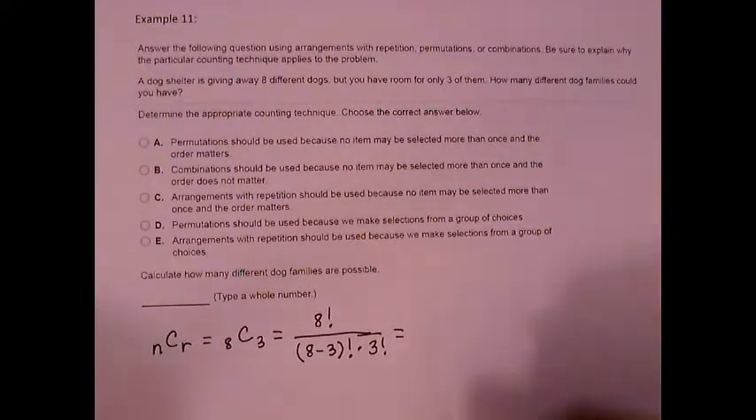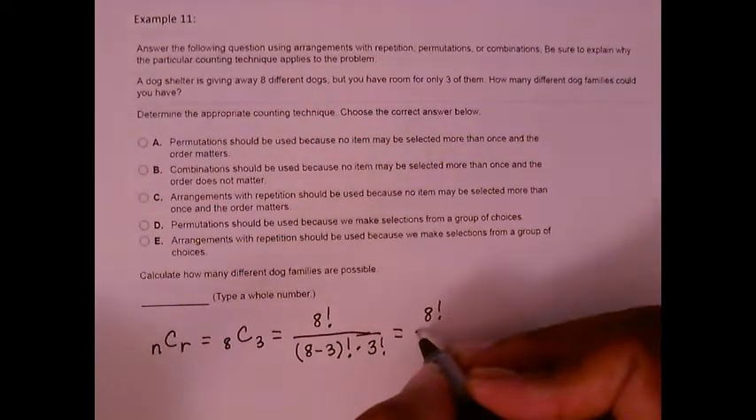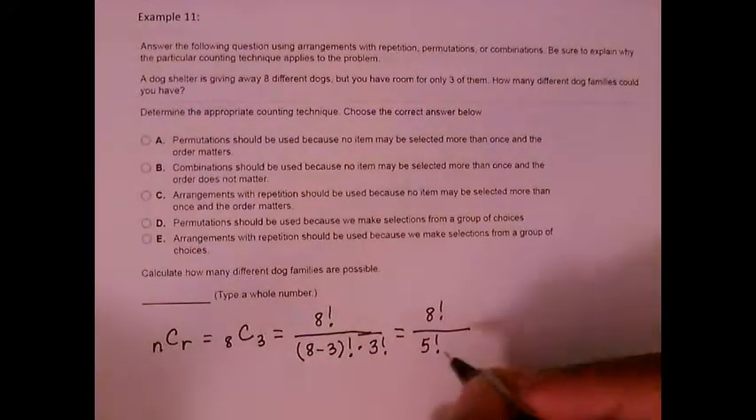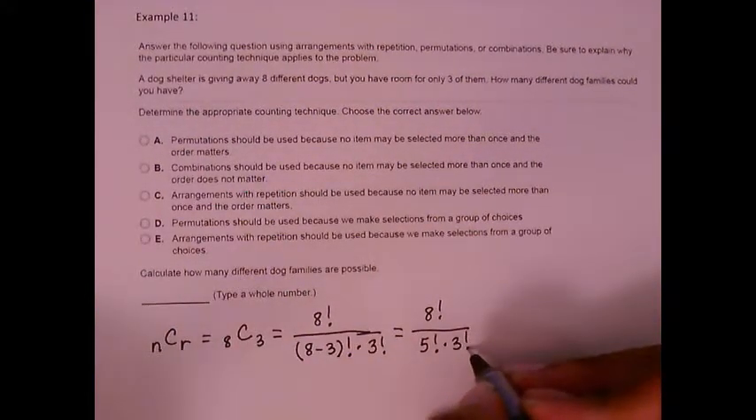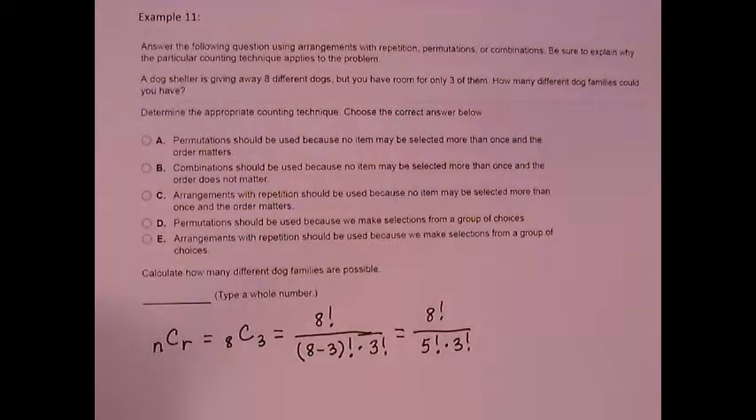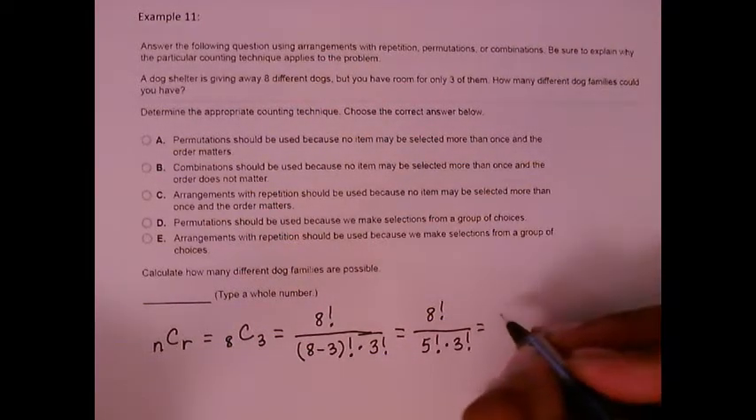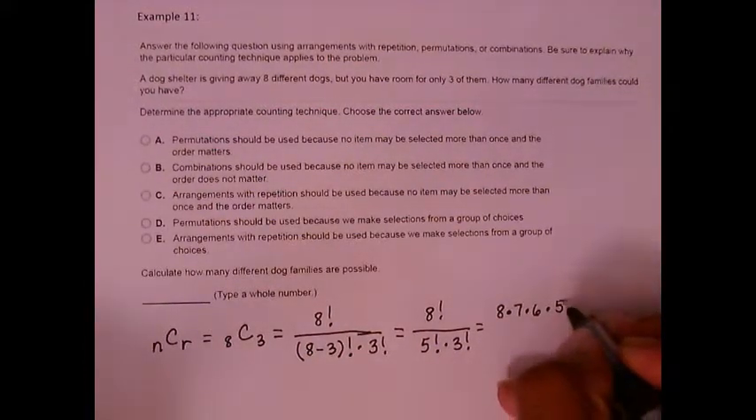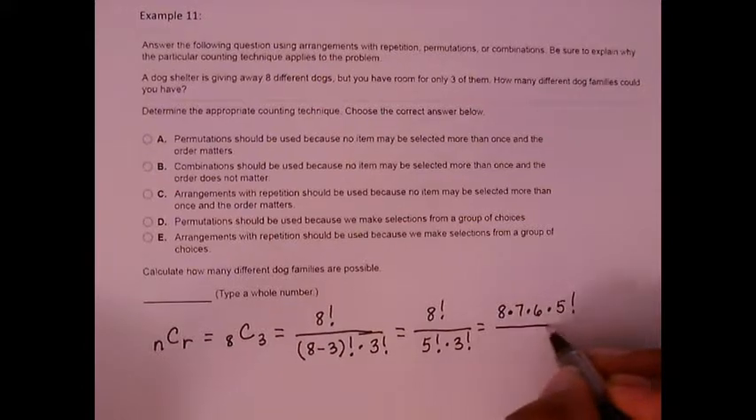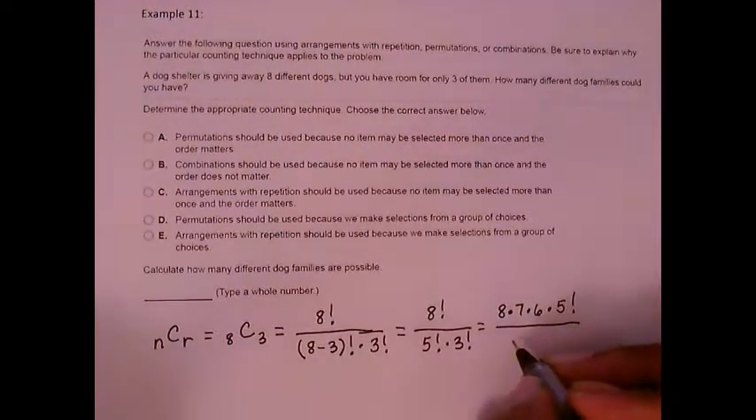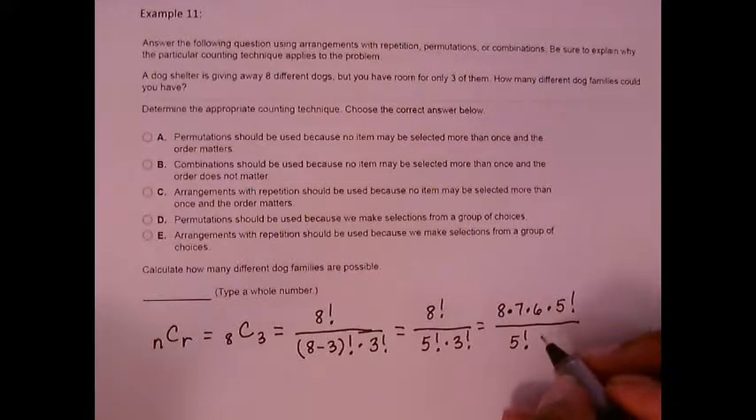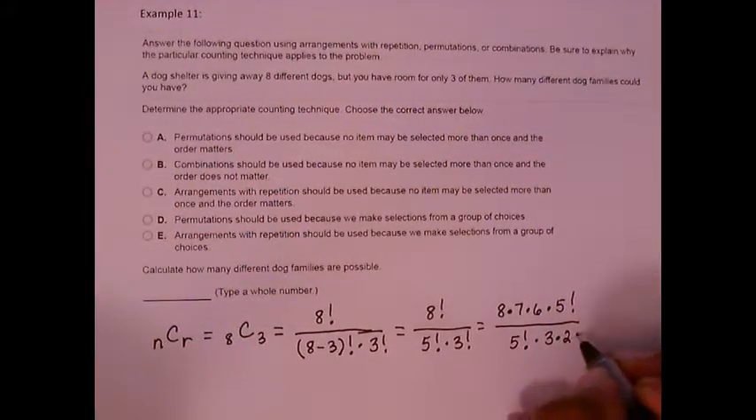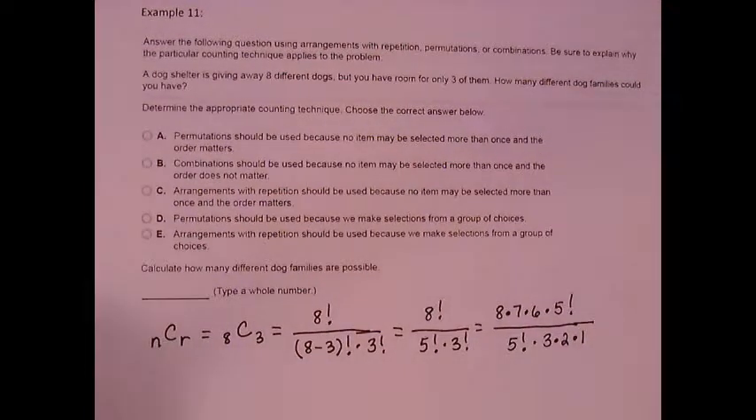Now let's simplify all of this. Bring over the 8 factorial. In the denominator, 8 minus 3 will be 5, so this will be 5 factorial times 3 factorial. Now if I expand this out, let's say 8 factorial. That's 8 times 7 times 6 times 5. Now I'll stop at 5 with 5 factorial because the denominator has 5 factorial in it. And then that 3 factorial will be expanded as 3 times 2 times 1.